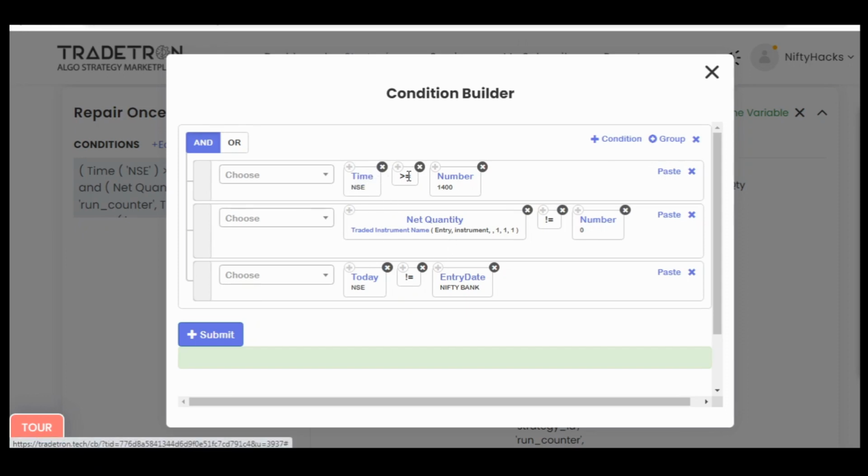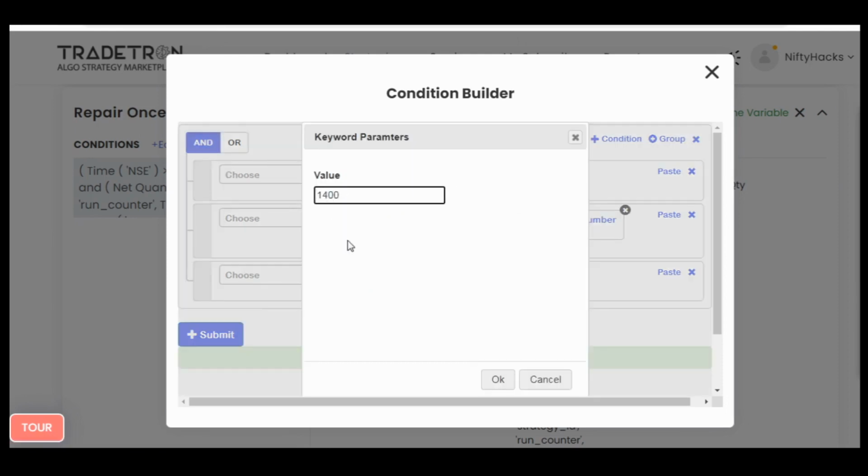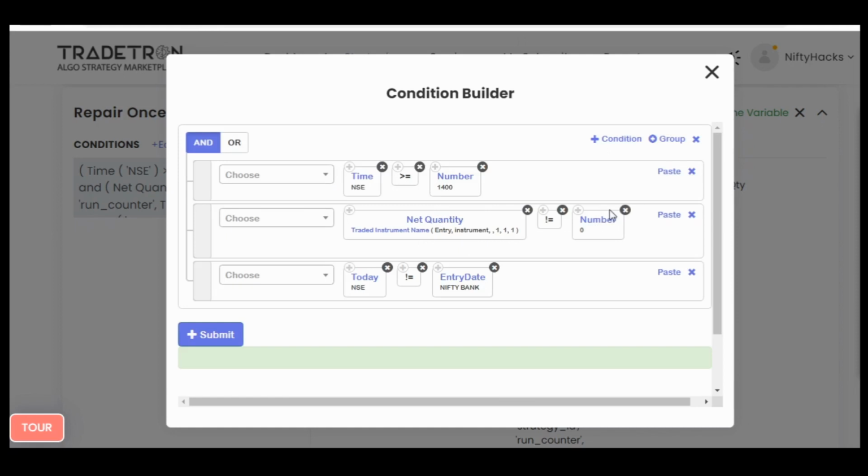So there you need to select that time should be greater than or equal to 2 p.m. For that, Tradetron follows 24 hours time period, so you need to select 1400, right? And some people make mistakes like putting this colon and all things, so don't do that. Plain 1400. And here you need to mention the net quantity of entry instrument 111, which is our original hedge, is not equal to 0. That means it is still present in trade, right? And today is not equal to entry date, because we need to execute this set after our entry date or after our expiry day, right? The next day.